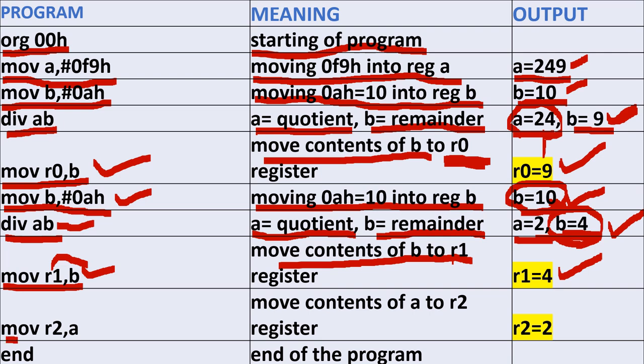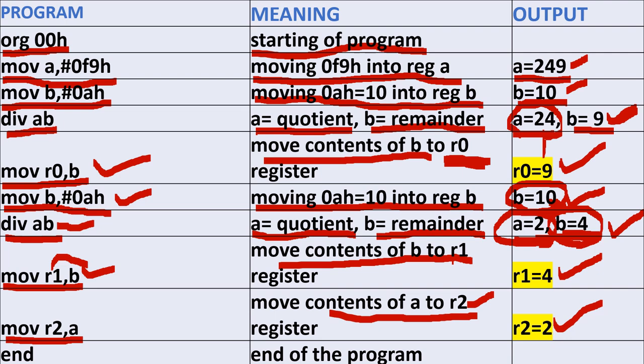Now the next step is MOV R2, A. That is, we are moving the contents of register A to the R2 register. If you observe the previous steps, in the A register you have 2, and therefore the value of register A, that is 2, will be moved to R2, and I will get R2 equal to 2.